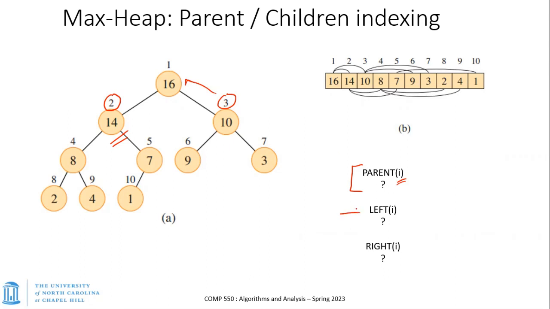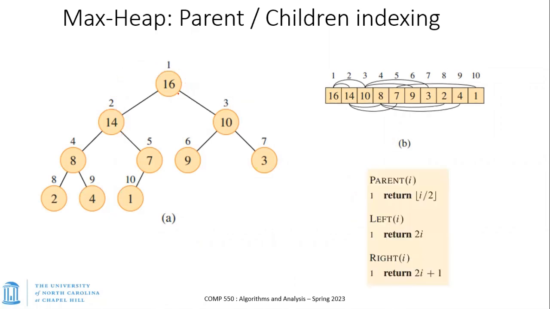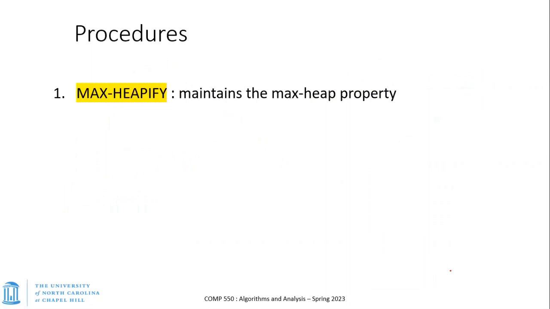What about the left child? How would you get the left child? It's 2i. You don't think about the right child, which is 2i plus 1. So the left child is simply 2i. To get to the parent, you take the floor of i over 2. If you want the left child, it's 2i. If you want the right child, it's 2i plus 1. Hopefully all just a reminder.